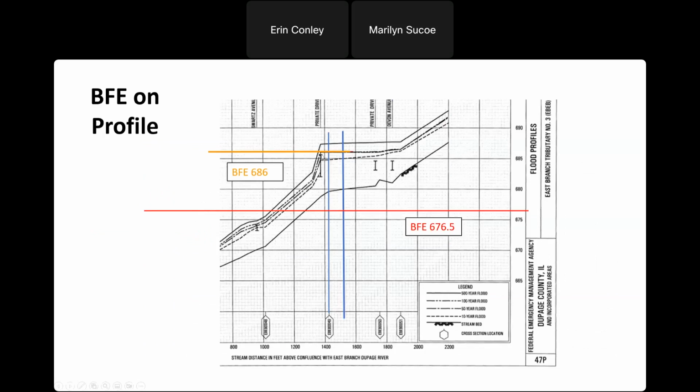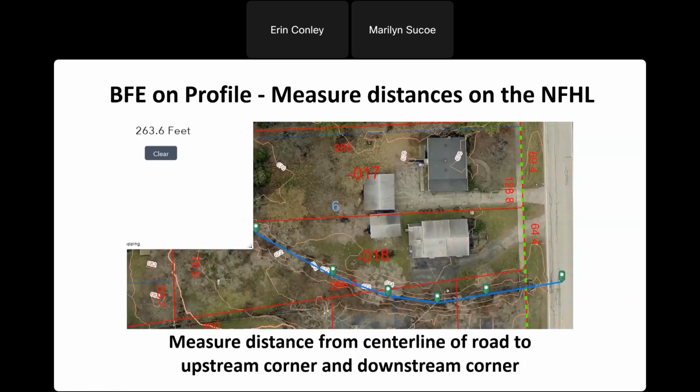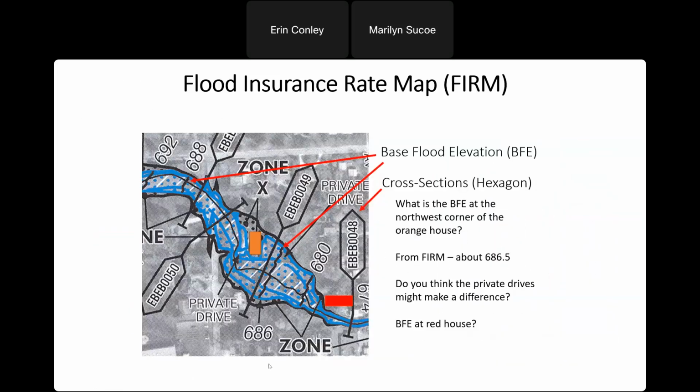Because there is a driveway, a private drive that has created a dam, the base flood elevation does not consistently drop along this creek. And so we have this level pool behind this driveway. And then down here, this was the red building in this picture.